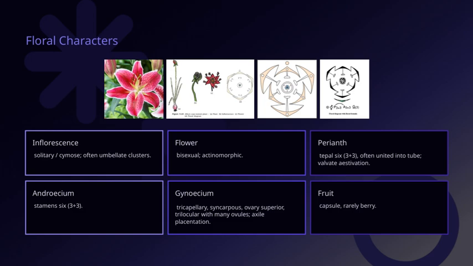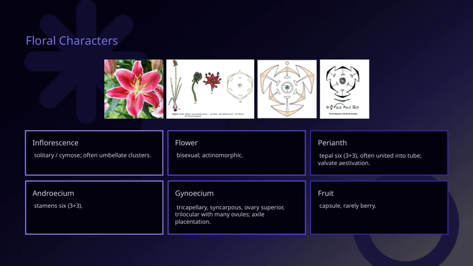Moving to the perianth, it's tricarpellary, indicating 3 distinct parts, and it's syncarpous, meaning the carpels are fused together. The ovary sits above the other floral parts, making it superior, and it's trilocular, so it has 3 chambers, each containing many ovules. The placentation is axile, with ovules attached to a central axis within each chamber. The flower is bisexual and actinomorphic, which means it's radially symmetrical and can be divided into similar halves in multiple planes.